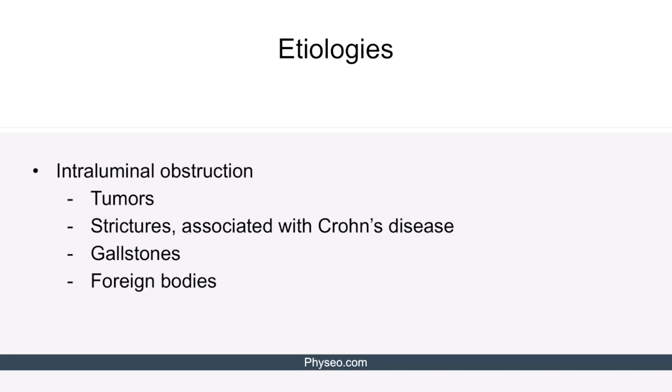Now that we have covered extraluminal causes of small bowel obstruction, we can mention some of the causes of intraluminal obstruction. First, tumors within the bowel can lead to obstruction. Patients may also have strictures that cause a decrease in the diameter of the bowel lumen and contribute to obstruction. These strictures are most commonly associated with Crohn's disease. Patients can also have obstruction of the bowel secondary to gallstones or foreign bodies.